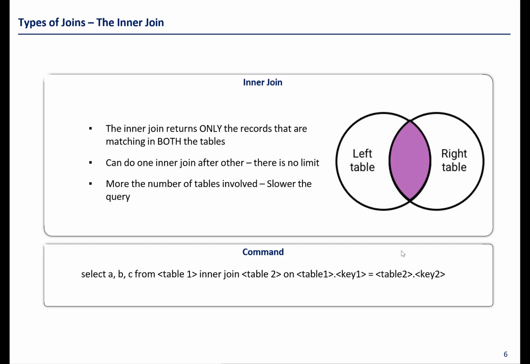Some points to know about the inner join are: the inner join returns only the records that are matching in both the tables. So if there is a record in the left table and the corresponding key is not present in the right table, the results won't return it and vice versa. The next one is you can do one inner join after another, so there is no limit. So I can basically plug the result and do another inner join. The third one is, the more the number of tables involved, the slower the query. This is kind of expected for almost all of the joins.